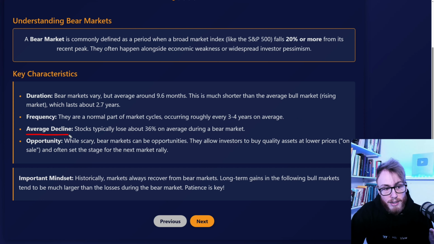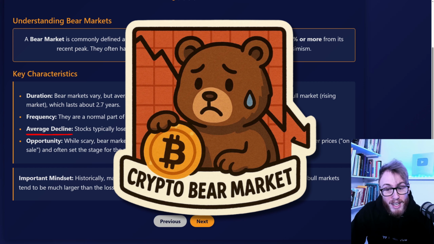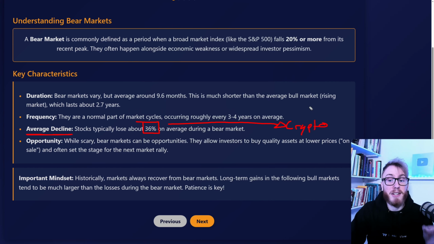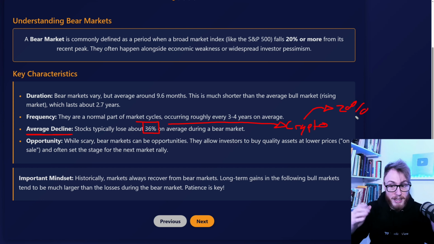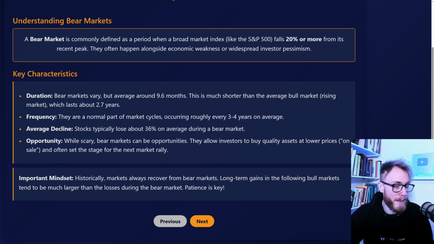The next key thing here is, what is the average decline when it comes to bear markets? Well, for stocks, they typically tend to lose around 36% on average. When it comes to, for example, crypto, these bear markets tend to be much more aggressive. And that is why, when we talked about the definition of falling more than 20%, that is why in my opinion, a crypto market has to fall even more in order to be a real bear market. Actually, in crypto bull markets, many times we see drops of 20 to 30%.